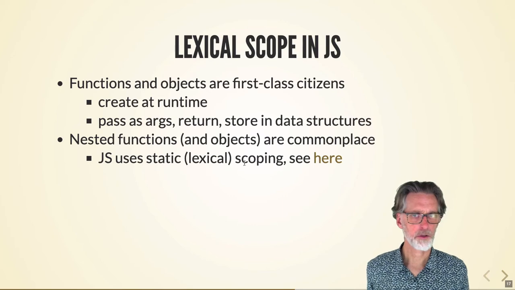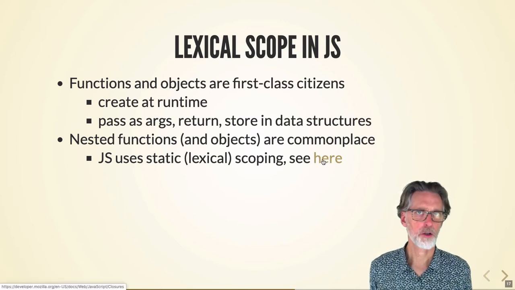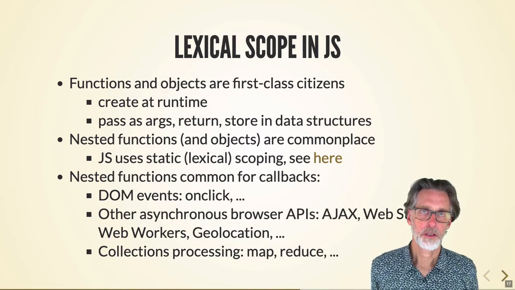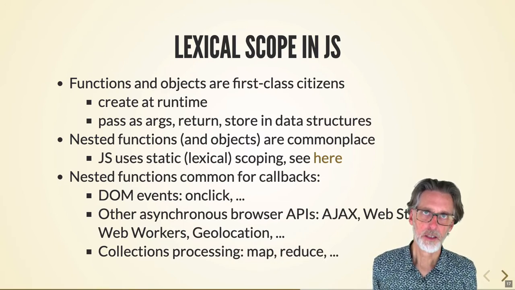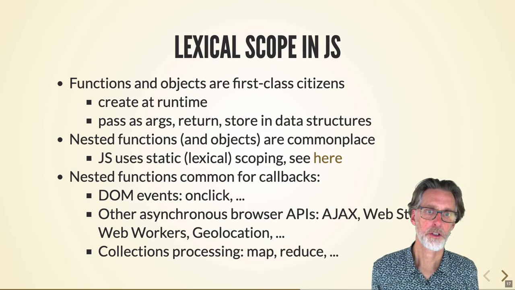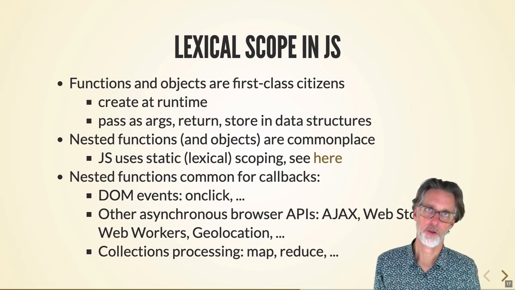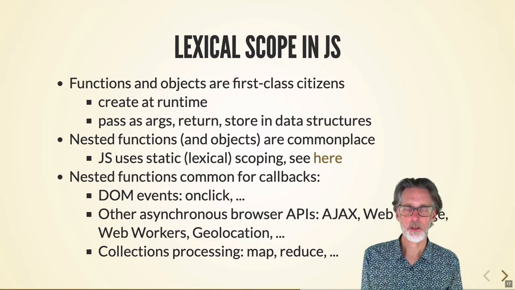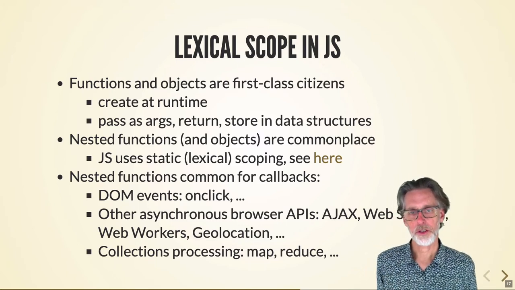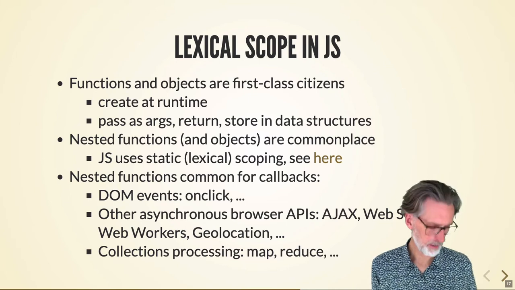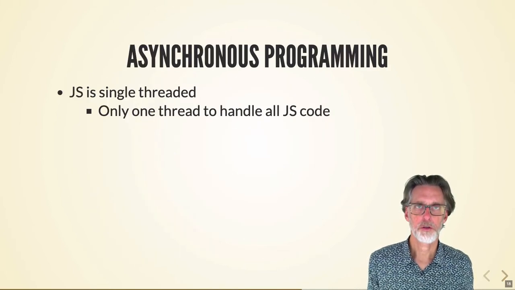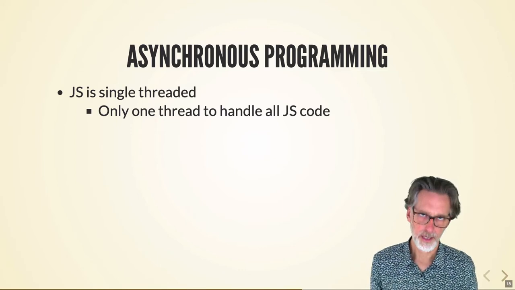JavaScript uses lexical scoping. You can find an article about that at Mozilla here. Just like Java inner classes and lambdas, these nested functions are common in callbacks for graphical user interfaces, for handling asynchronous calls, and for doing collections processing like map and reduce.